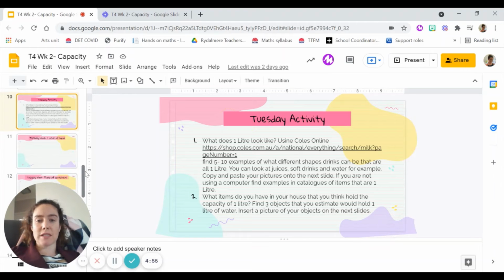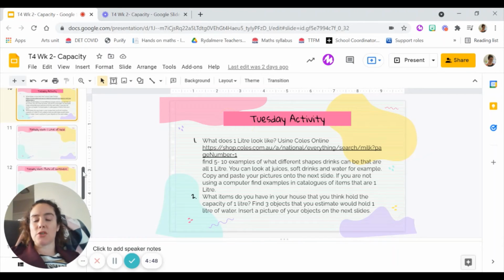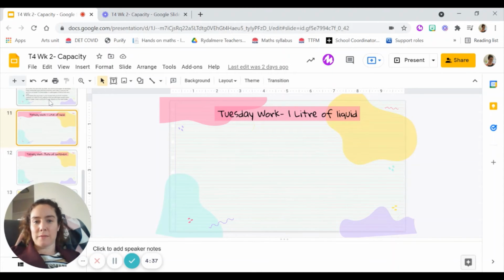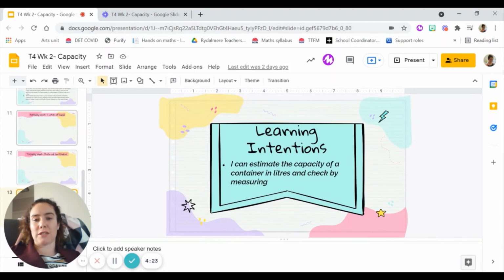You need to find other examples of items that are 1 litre in capacity besides milk. And you also need to find 3 objects in your house that you think would hold a capacity of 1 litre. And you've got your experience of looking at different size containers on Coles online. So hopefully that will help you. So on your slide here, you're going to copy and paste your pictures from Coles online into this section here to show me and Mrs. DeBay your 1 litre examples, and then this slide you can put your photos of your containers.